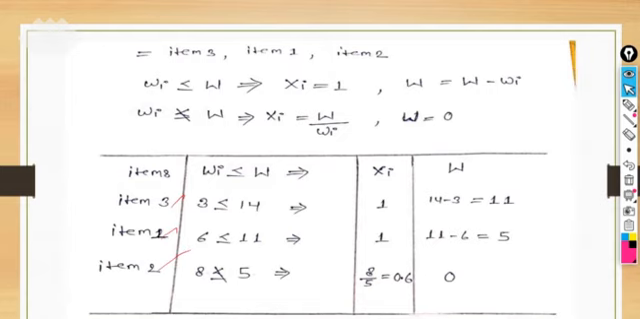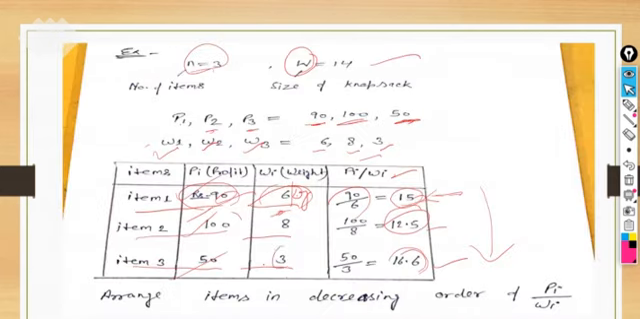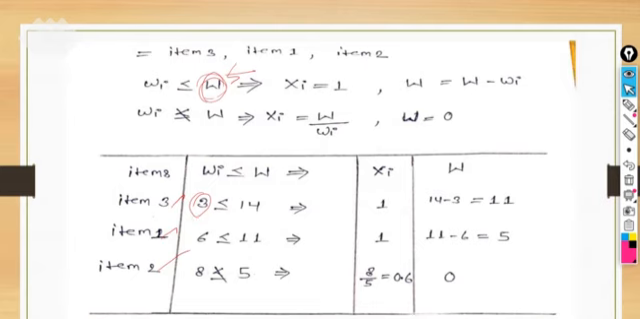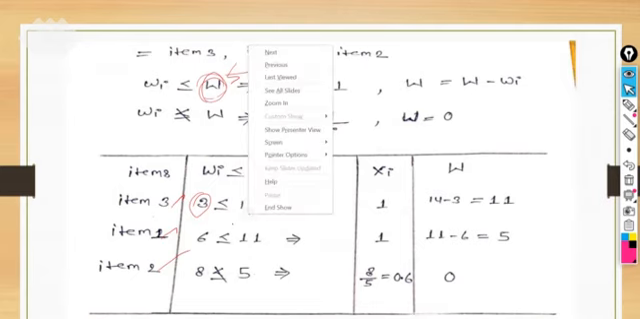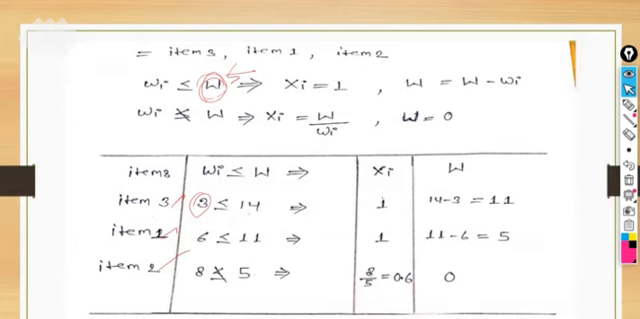Now what is our task? To check whether the weight of the item is less than the knapsack size, the knapsack weight, or not. What is the weight of item 3? As mentioned here, 3, right? So is 3 less than or equal to 14 or not? Yes, of course it is less. That means you can take it completely. Xi is indicated here as 1. 1 indicates that you are taking this item completely.